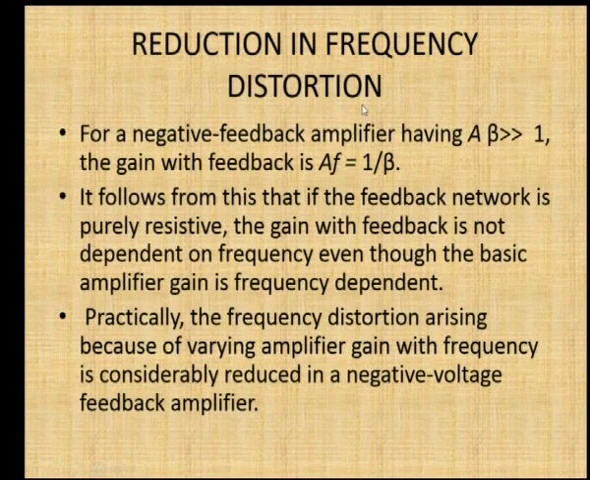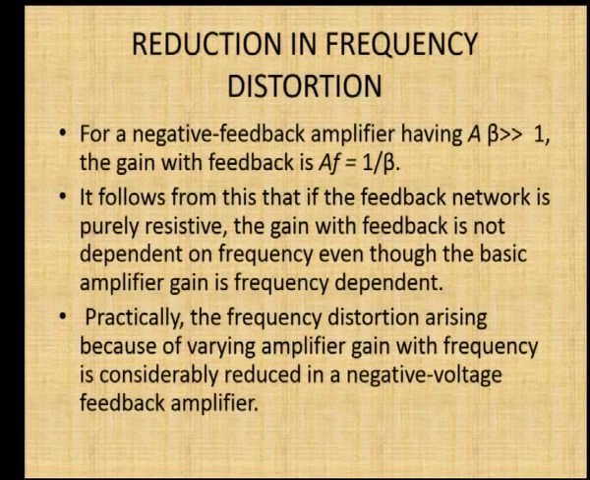And next is reduction in frequency distortion. Reduction in frequency distortion happens because we feed back the output voltage here. We have given a negative feedback, so that the amplification factor is tremendously reduced by the factor of 1 plus beta A. Because of this reduction, the frequency distortion is also reduced by the same factor. And we are assuming in practice the product beta A must be greater than 1. And so, when you put the value in the equation A by 1 plus beta A, then 1 is negligible because beta A is higher than 1. So, the amplification factor with the feedback can be written as approximately equal to 1 by beta.